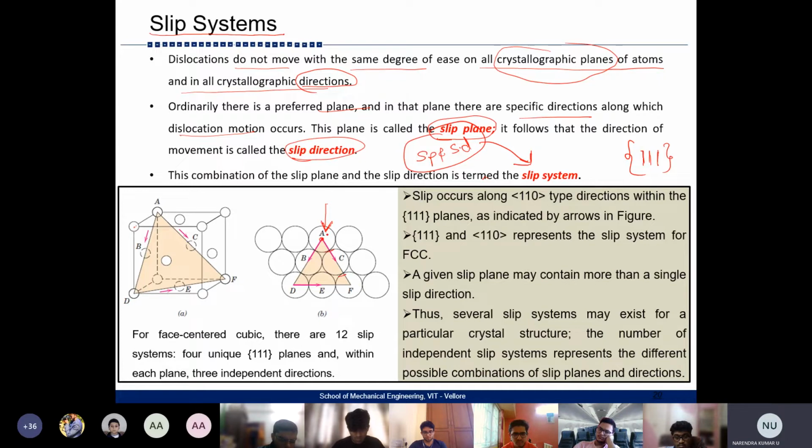So two possible ways. Once it has selected A, C, F, then it can go from F, E, D, or else it can take A, B, D and then D, E, F. So in one plane, two or three directions are possible. Totally there are 4 111 planes in the family, and in each 111 plane there are 3 directions possible. Since there are 3 directions each, there are 12 slip systems available for the 111 family. So this is what is mentioned here: for an FCC unit cell, there are 12 slip systems, 4 unique 111 planes, and within each plane 3 independent directions.